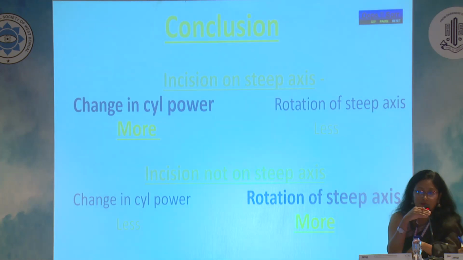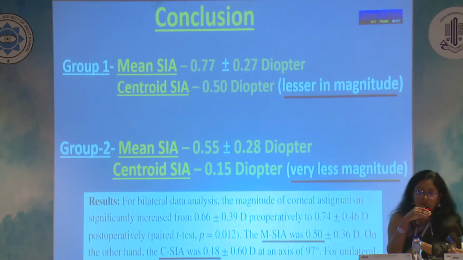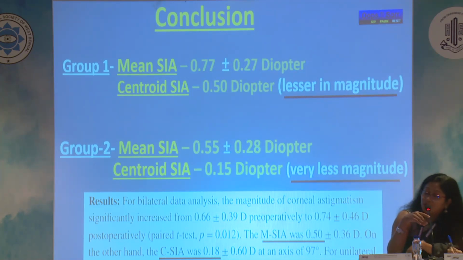So in group 1, the mean SIA is 0.77 and the centroid SIA is 0.50. It is lesser, but it is acceptable. In group 2, which was not on the steep axis, the centroid SIA value is 0.12, which is 3 to 4 times less than the mean SIA. So we can predict the centroid SIA value more accurately by the polar method when the incision is on the steep axis. When the incision is not on the steep axis, then we can't say anything.